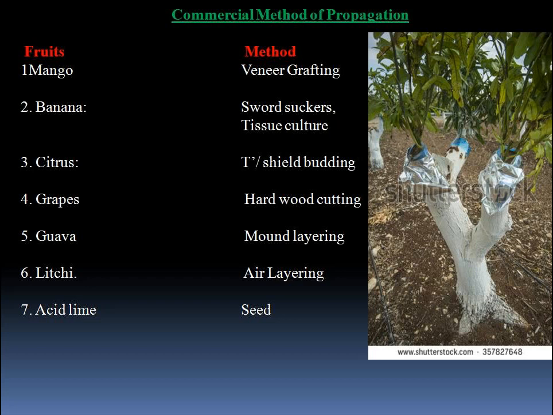And commercial methods of propagation include, in mango, veneer grafting. In the picture you can see three branches of the plant are cut, and some scions will be grown. The advantage is that on each branch you can graft different varieties. In mango itself, if we like banganapalli, if we like totapuri, if we like alphonso, if we like benisha, all types we can grow on a single tree, on different branches. So that is mango veneer grafting, and side grafting also.